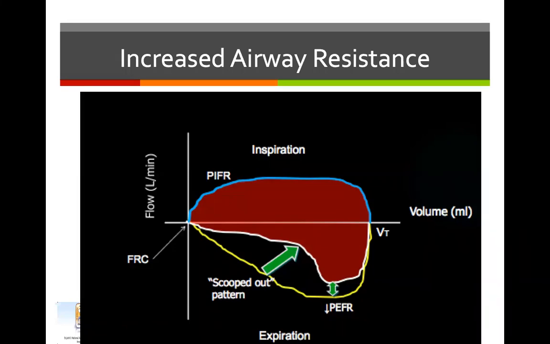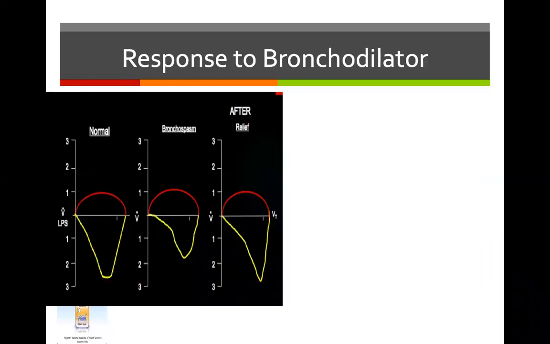Scooping out, which is seen on the scalar graphic. You could see the volume, resistance increase, and we had looked into the bronchodilator effect as well. So we can see in these two, this is normal, but here it is scooped and there is a bronchospasm. We gave some bronchodilator and it became normal.